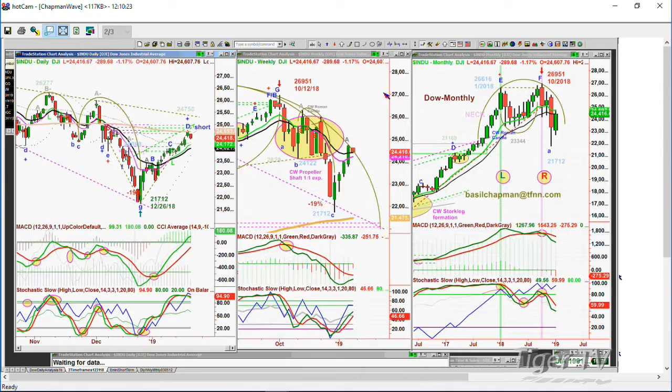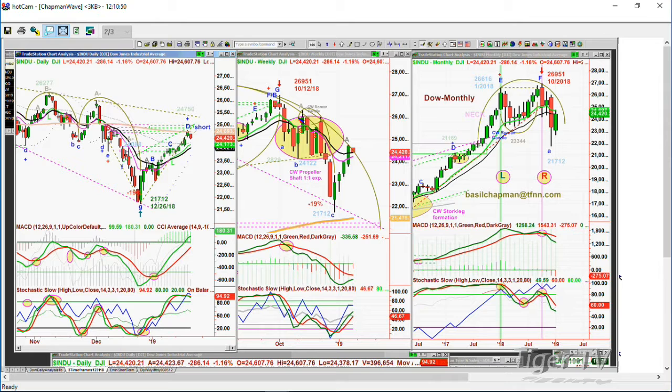look at that rebound. Look at the weekly chart. That took you not to a half, but really more than a third to a half above the low, from 21,712 to 24,750, a 3,000 point move. Well, a 3,000 point move is a little less than half.